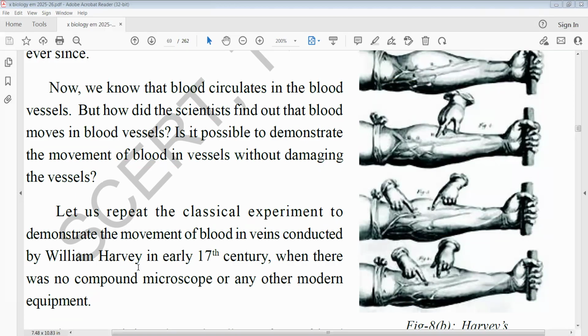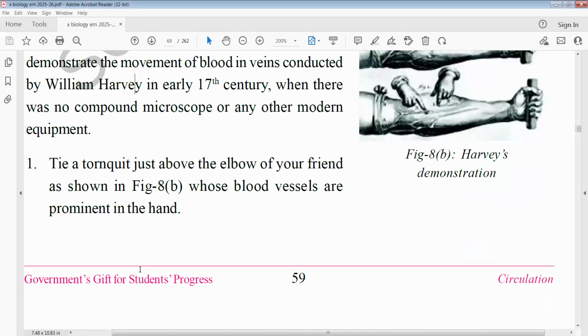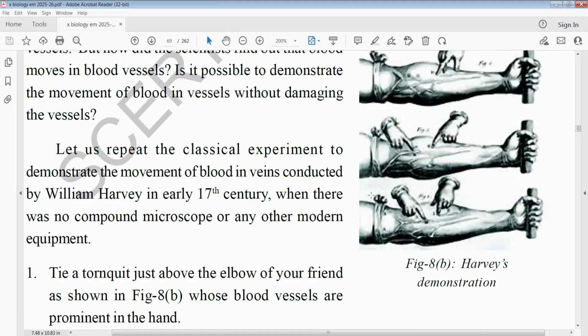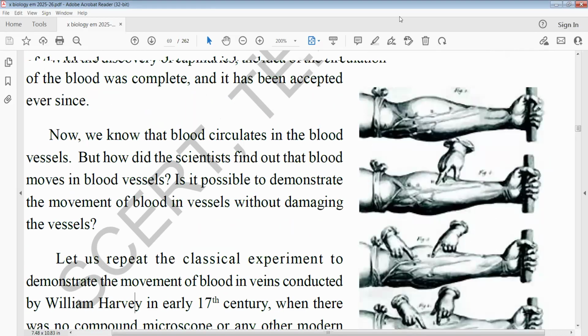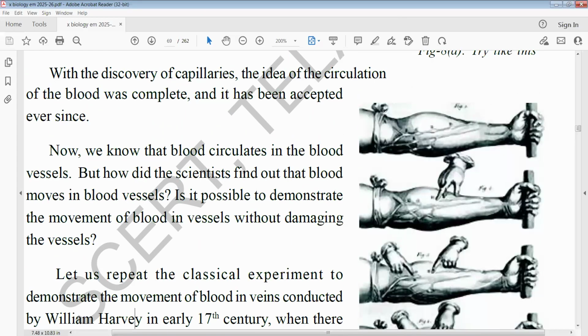Here, first of all, tie a tourniquet just above the elbow of your friend, as shown, so that the blood vessels are prominent in the hand. Here we tied it. At that time, in the hand region below the elbow, the blood vessels will swell due to the blood not moving towards the heart.